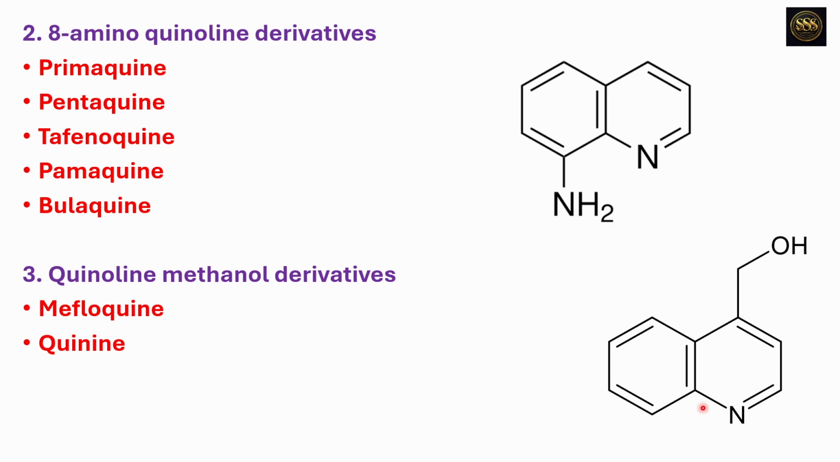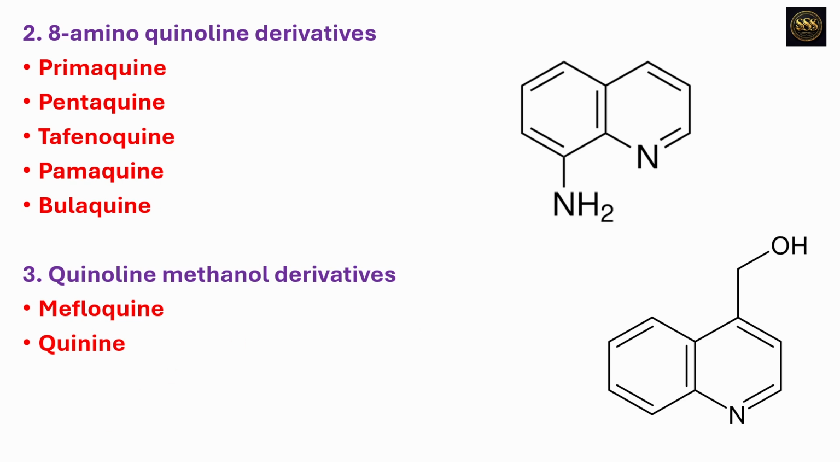Next is quinoline methanol. Here also the basic structure is quinoline, but you can see in the fourth position there is a CH2OH group, right? Which are the drugs which come under quinoline methanol derivatives? It is mefloquine and quinine. Mefloquine and quinine come under these quinoline methanol derivatives.